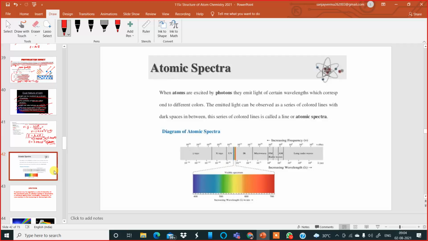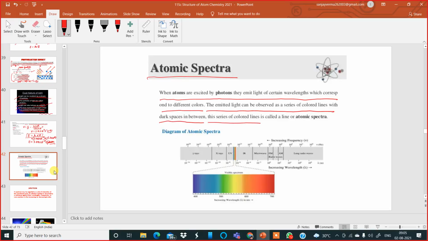Now, moving to the next topic for today, which is called atomic spectra. The spectra of an atom. When atoms are excited by photons, they emit light of certain wavelengths which correspond to different colors. Light of different wavelengths corresponds to different colors in the visible spectrum. The emitted light can be observed as a series of colored lines with dark spaces in between. This series of colored lines is called a line or atomic spectra.